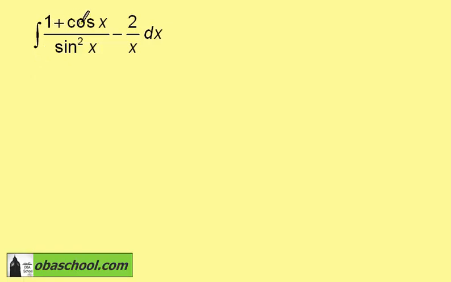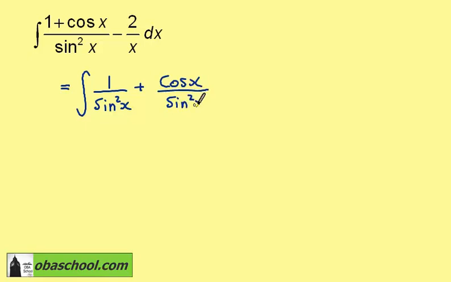We want to integrate (1 + cos x) divided by sine squared x, take away 2 over x, with respect to x. Let's look at this. If we split the fraction, we have 1 over sine squared x plus cos x over sine squared x. And of course we haven't touched the 2 over x.